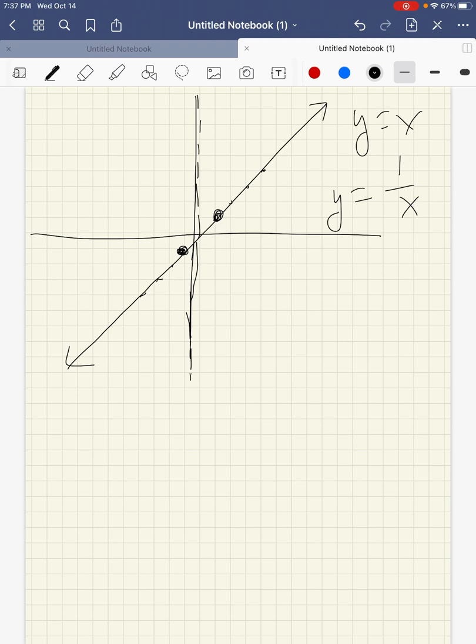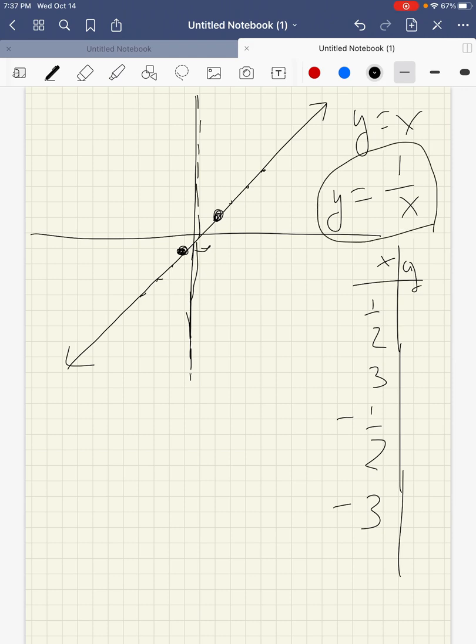So then we pick a point in here. So I'll just make a table so we can see what's going on here. I'll pick a half, and then I'll pick 3. And then over here I'll pick -1/2, and I'll pick -3. So we put those in right here because those are the points we're going to graph. So 1 over 1/2 becomes 2. 1 over 3 is 1/3. 1 over -1/2 is -2. And 1 over -3 is -1/3.